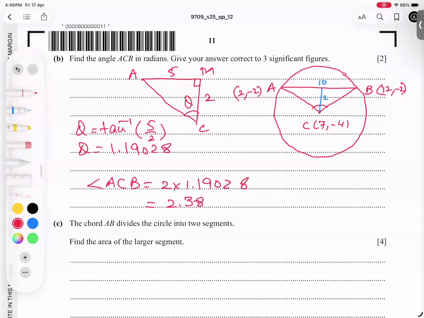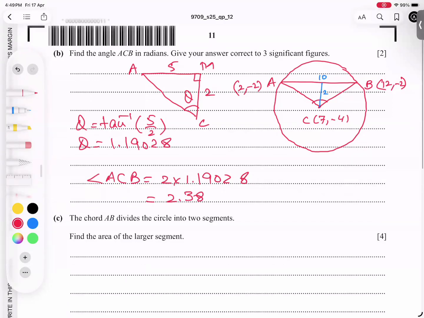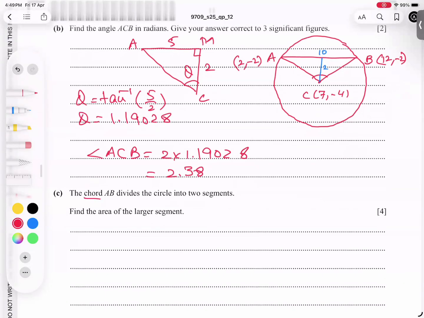And after this, what is the next point? Below we have the chord AB divides the circle into two segments. So you can see this is called a chord. This length is called a chord. AB is called a chord. He said the area of the larger segment.